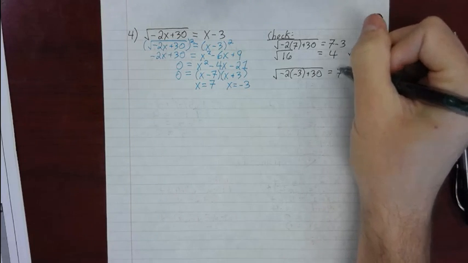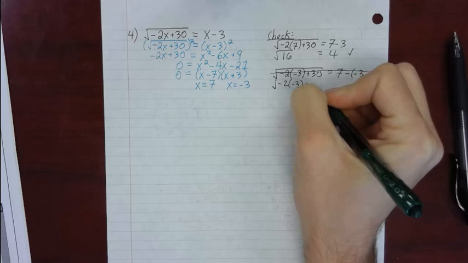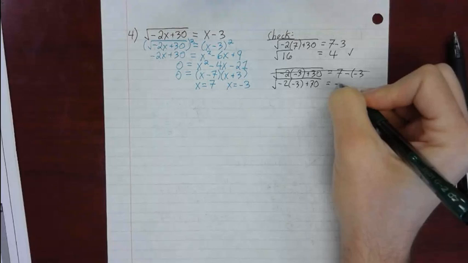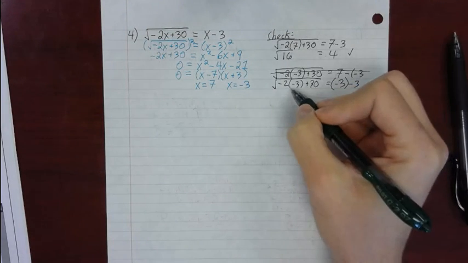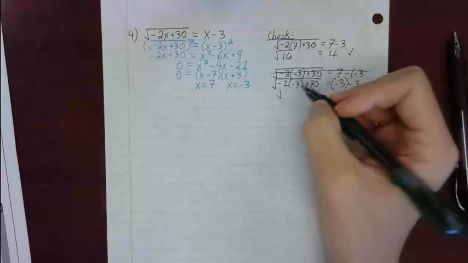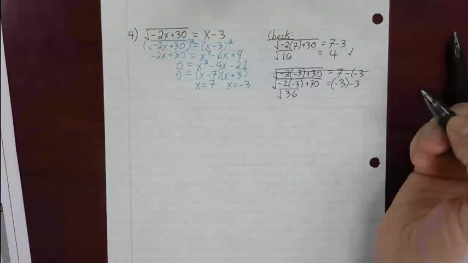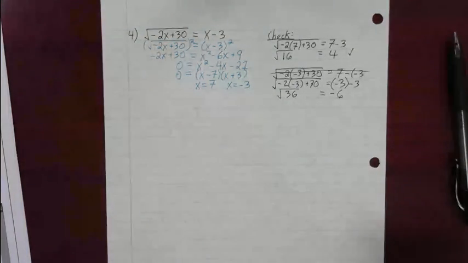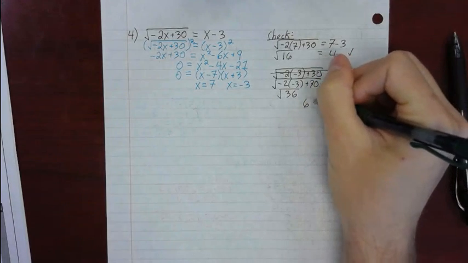Let's try that again. The square root of negative 2 times negative 3 plus 30 is going to be equal to negative 3 minus 3. So we have positive 6 plus 30, which is 36. And then negative 3 minus 3 is equal to negative 6. And so that means we would have 6 is equal to negative 6, which is not true.